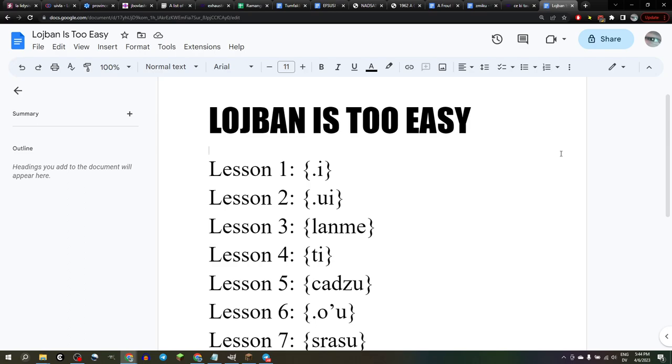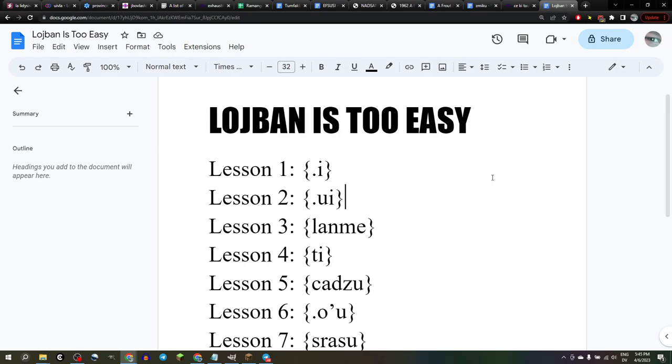So far, previously seen on Lojban is too easy. Lesson 1, the sentence link, connecting sentences. In other languages, the sentence link is the part that isn't there, and you just have to figure out where it would be. And Lojban is this language where you actually say the sentence link, so you can just know that way.